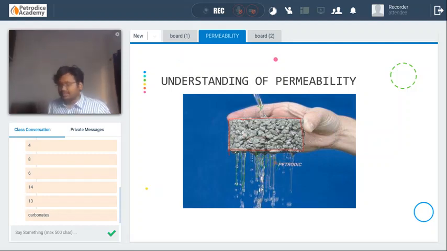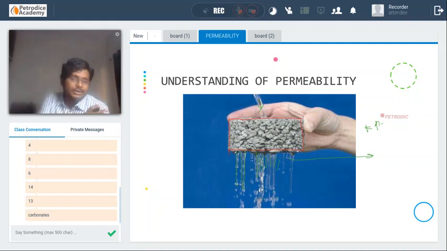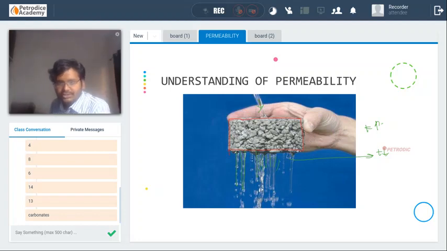See, as the permeability increases, the time for the water to flow through the particular rock system will decrease. Okay, this is how we can visualize the permeability. Okay, guys, for a rock to have a very good permeability, you need to have very well connected pores.